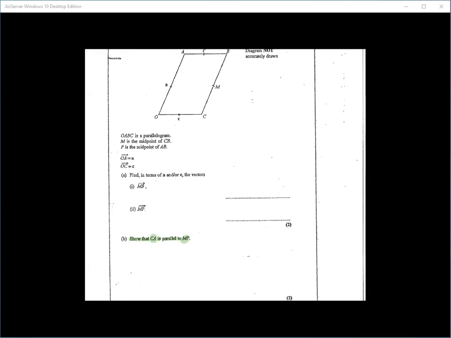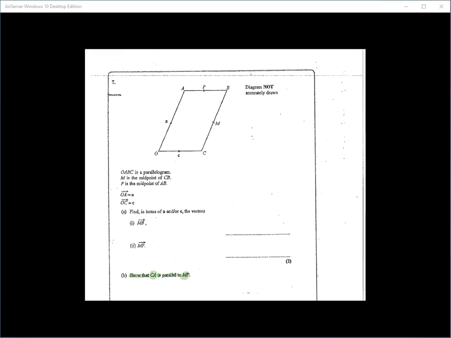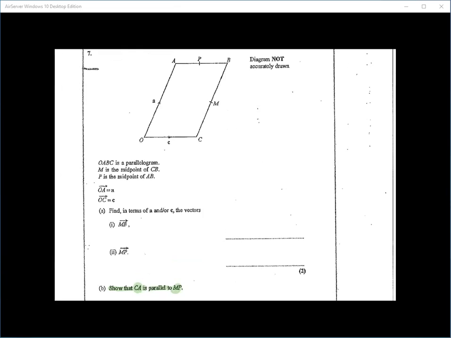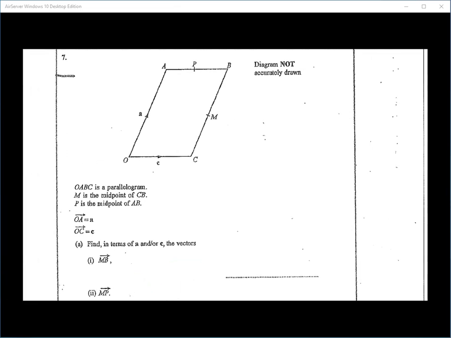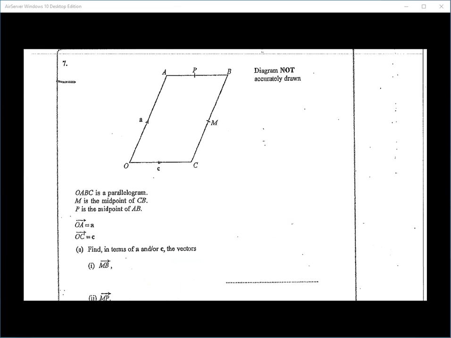Okay. For this question here, let's have Layla, please. Layla, do my question number 7. Thank you for that, Ismail. Layla, your turn. OABC is a parallelogram. M is the midpoint of CB and P is the midpoint of AB. O to A equals A and O to C equals C. Find in terms of A and or C the vectors M to B.